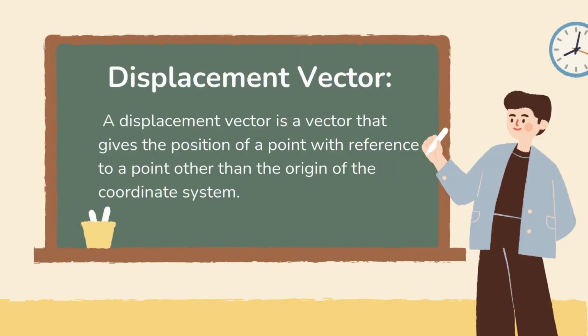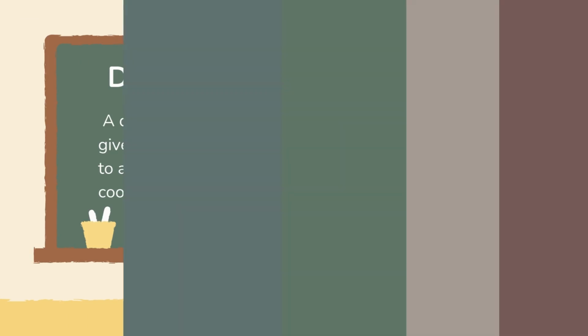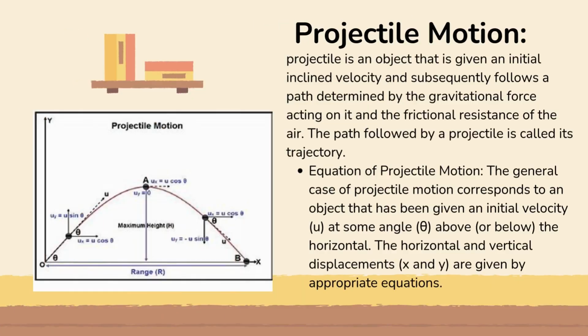Displacement vector. A displacement vector is a vector that gives the position of a point with reference to a point other than the origin of the coordinate system. What is projectile motion? A projectile is an object that is given an initial inclined velocity and subsequently follows a path determined by the gravitational force acting on it and the frictional resistance of the air. The path followed by a projectile is called its trajectory.